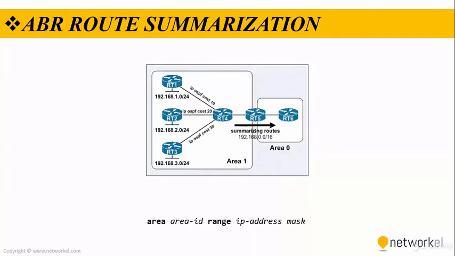Here is how we can summarize the routes on the ABR. The command we are using on the ABR to summarize the routes is area, the area ID, and range. This is the more important thing we need to focus on. Then we use the IP address and a mask. We are going to take a look at an example too.